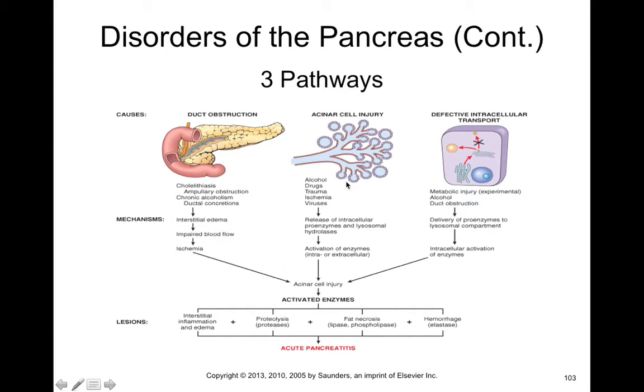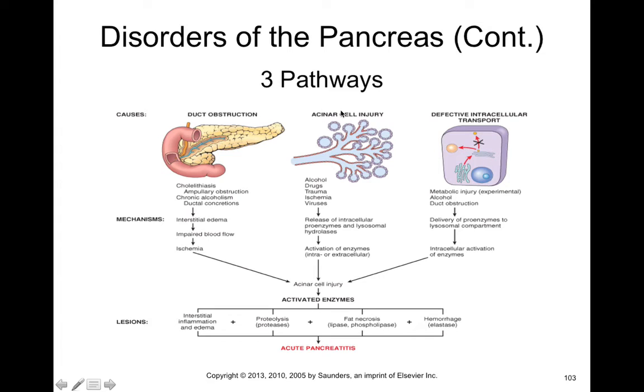And so what we see here then is those three pathways. We have duct obstruction, acinar cell injury, and defective intracellular transport that causes pancreatitis. So with duct obstruction, if someone has cholelithiasis, well, these can actually lead to the blockage of the pancreatic duct, which can lead to a backup of pancreatic juice, which can lead to interstitial edema, impaired blood flow, and ischemia. And after ischemia, if these cells die after necrosis, they can release activated enzymes. And these activated enzymes can eventually lead to acute pancreatitis.